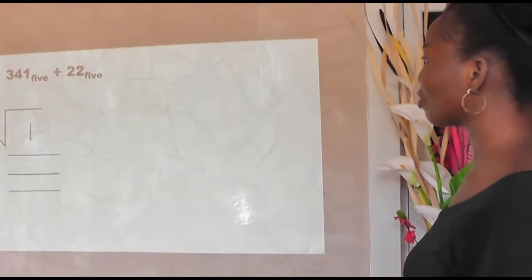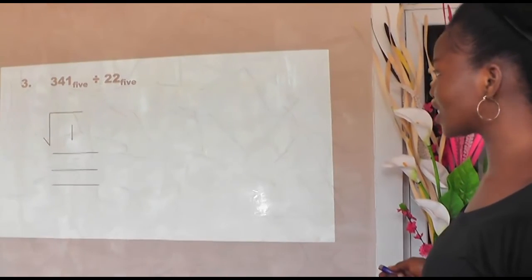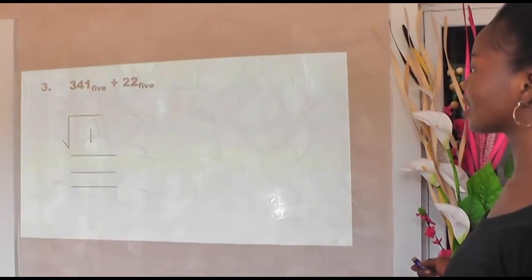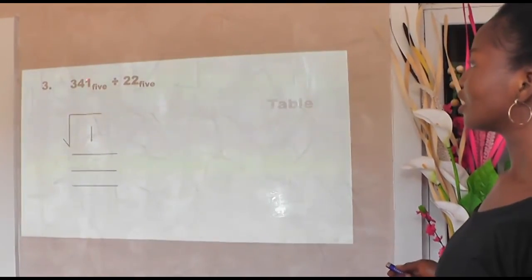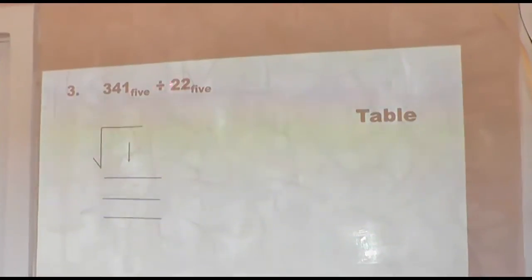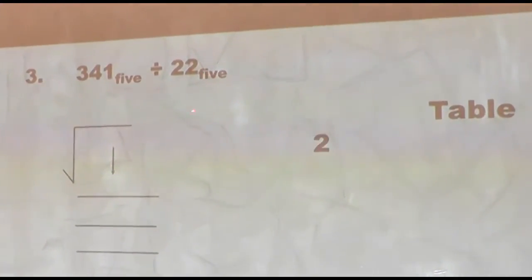So that is how we go about finding that. And lastly, there is another example for us. Still a base 5 number. We are still going to be using our table. 341 base 5 to be divided by 22 base 5.